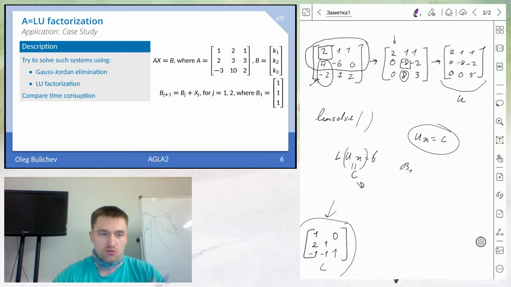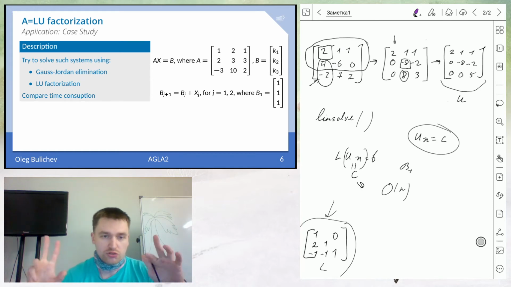Second step, you need to do the same using LU factorization, and you need to compare your time consumption. I don't want to put in your mind big O of N and so on, because it's not intuitive for me, since I'm not a true programmer who thinks in terms of algorithms like this. But it's a good practice for you to, first of all, train Gauss elimination again, and second, to understand where it's useful.